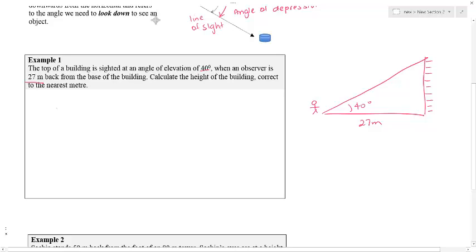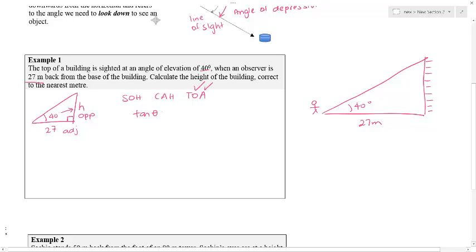So what we have here is a right angle triangle with a 40-degree angle and 27 meters. We don't know what the height of the building is, so we'll let the height of the building stand for h. Now we're going to use trigonometry to solve for h. Once again, like for any trigonometric problem, you identify the sides. So h is our opposite side and 27 is our adjacent side. Using SOHCAHTOA, we can see that tan is the most appropriate trig ratio to use.